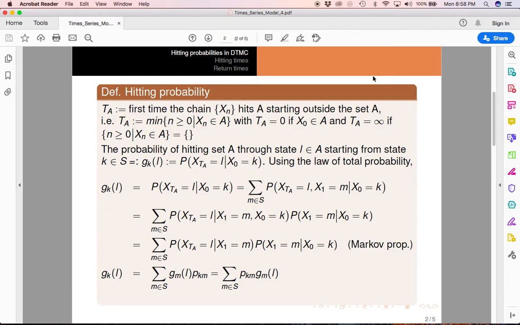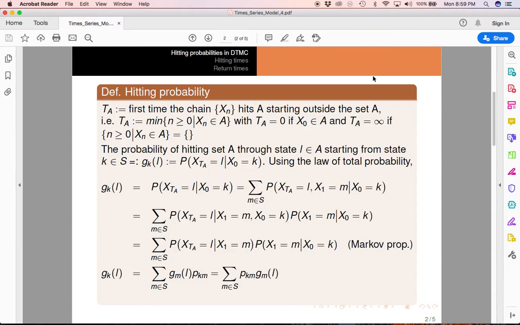So the question then is, what is the probability of hitting set A through some state L, which is part of A, starting from a given state K? Symbolically, we would denote that as the probability P of X sub T sub A equal to L given X naught equal to K. And we call that G sub K of L, where K is the starting state and L is the state we land up in when we first enter the hitting set A.